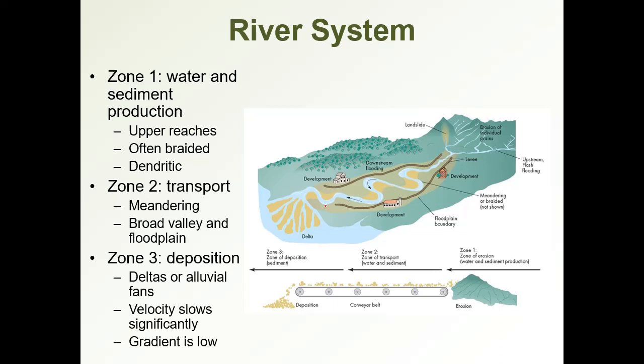And then the final zone is Zone 3. So we've moved out of the zone of transport to the zone of deposition. Zone 3 is where we have a very low gradient, which slows down our velocity significantly. As we slow down our velocity, we no longer have the competence, and so we deposit all of our load. We'll do this either as a delta or an alluvial fan, depending on where ultimate base level is. And then the stream that's the end of the stream.